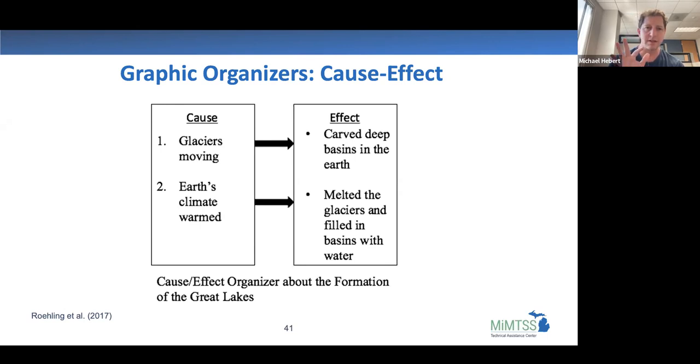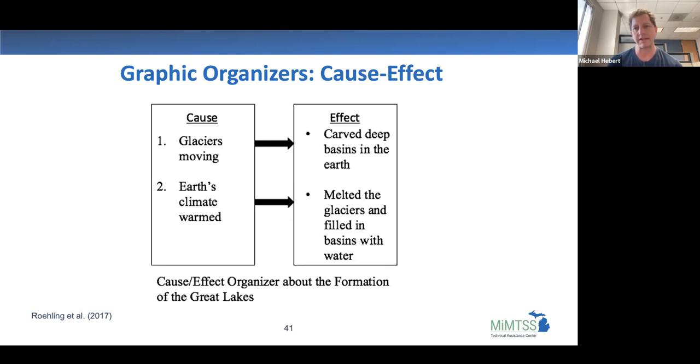And in this case, the thing that happens first is the cause, and it's inevitable that the effect is going to happen, right? So like glaciers moving, the effect is that it carved deep basins in the earth, right? If the glaciers didn't move, those basins wouldn't have been carved. And so there was a clear cause and a clear effect.